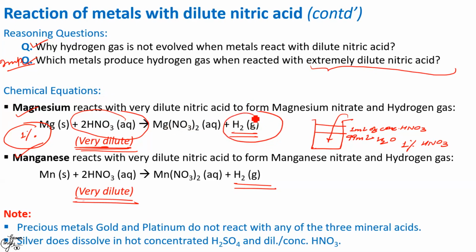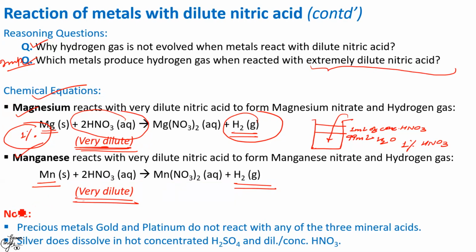hydrogen produced to water. For your knowledge, I am also providing you the equations for the reaction of very, very dilute nitric acid with magnesium and manganese. I would suggest you practice these two equations because of the importance of this question.